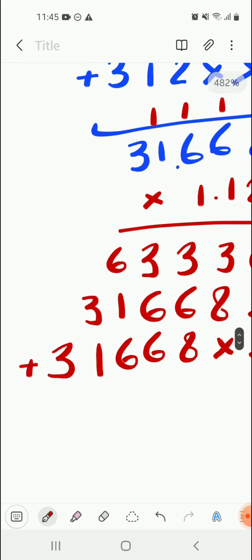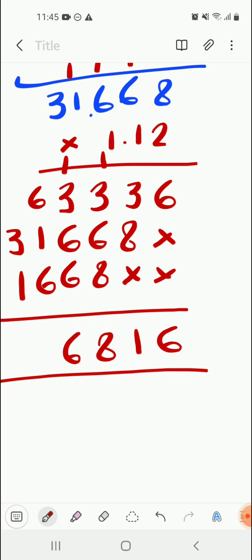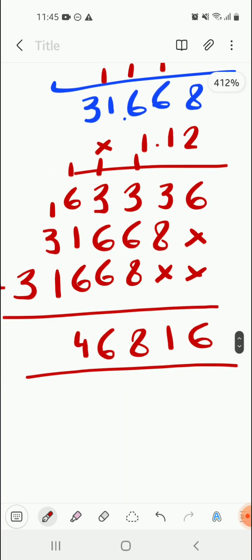Let's add. We got 6, 8 plus 3, 11, 8 plus 1, 9, plus 3, 12, plus 6, 18, 6 plus 6, 12, plus 1, 13, plus 3, 16, 6 plus 6, 12, plus 1, 13, plus 1, 14, 3 plus 1, 4, plus 1, 5, and lastly 3.